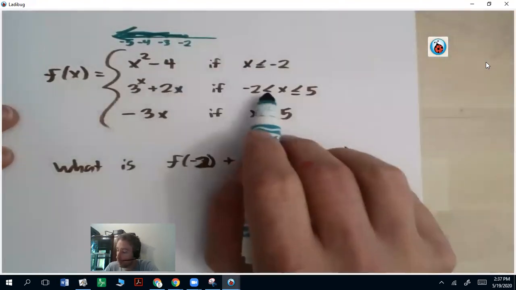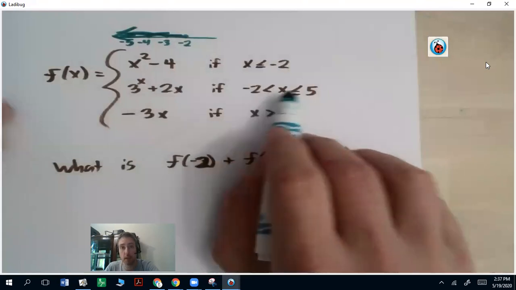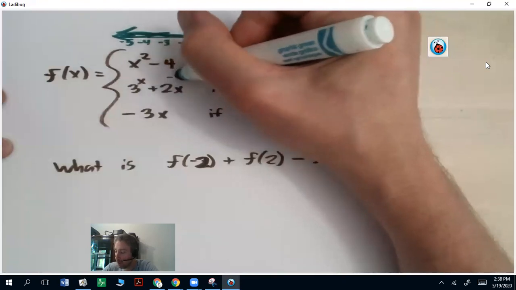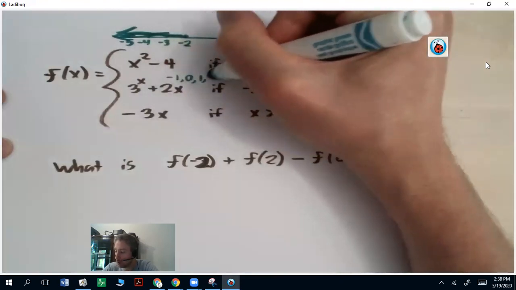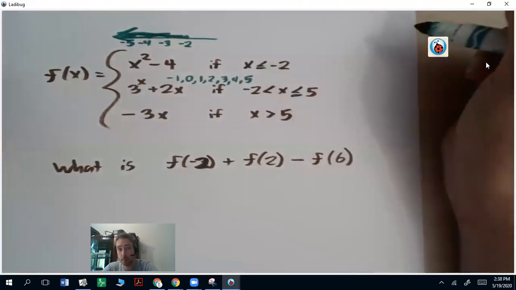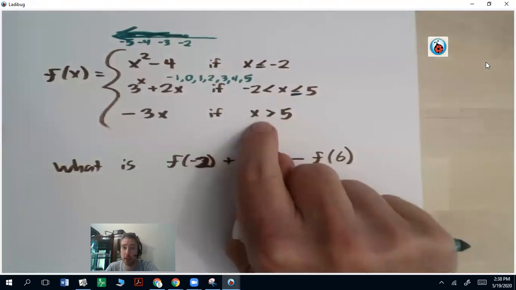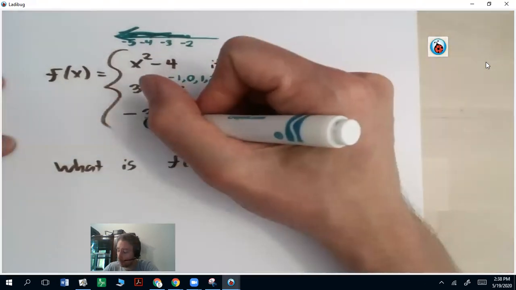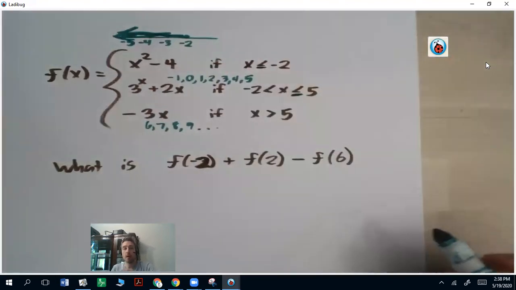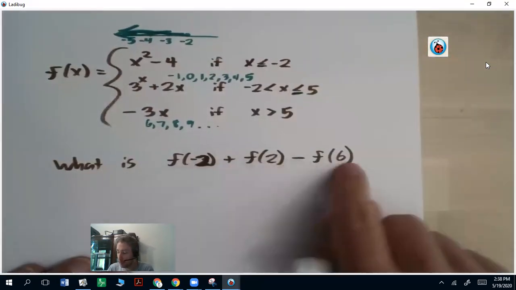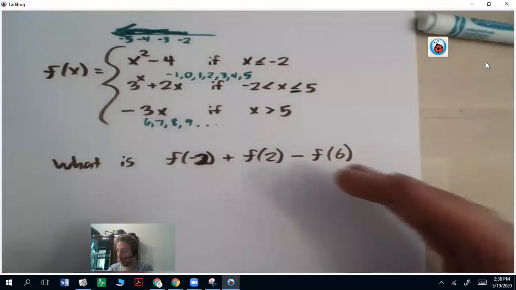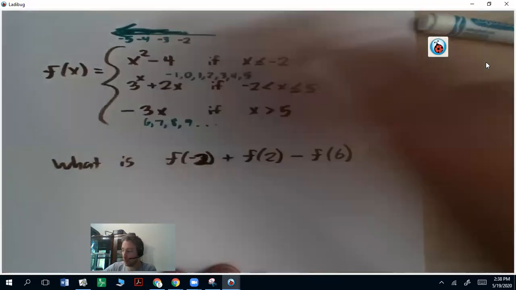For the middle one, I can plug in numbers greater than negative 2, but less than or equal to 5. So those would be numbers like negative 1, 0, 1, 2, 3, 4, and I can include 5 because of this equal sign. And then for the bottom function, I'm only allowed to plug in numbers greater than 5. So I could plug in 6, 7, 8, 9, and so on. So if I want to evaluate an expression with multiple things, just treat each number as its own function, and then we'll add or subtract together depending on what we're asked to plug in.